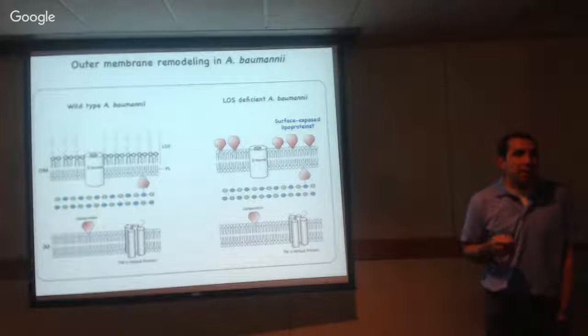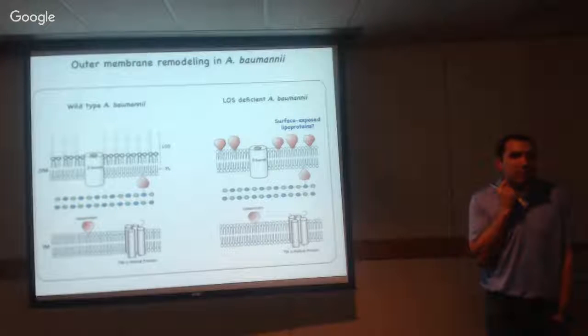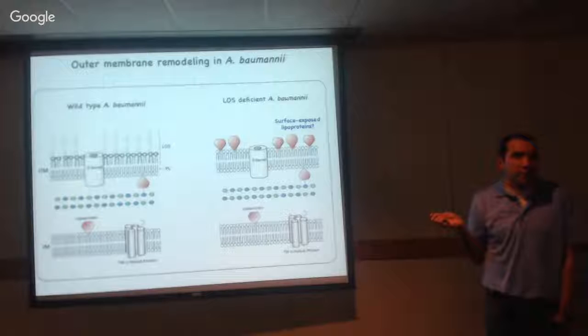So you don't know about secondary mutations? The strains that we're looking at don't have secondary mutations. We've sequenced the genomes and they don't have secondary mutations. So it's totally transcriptional, what we're seeing with the increased activation, the increased production of these lipoproteins.